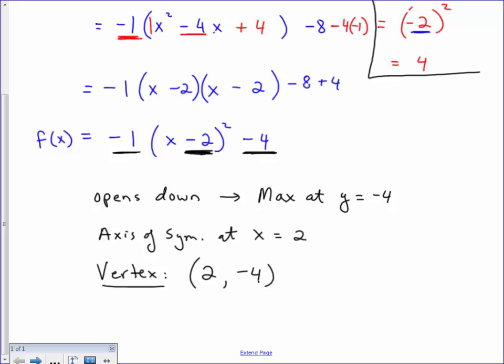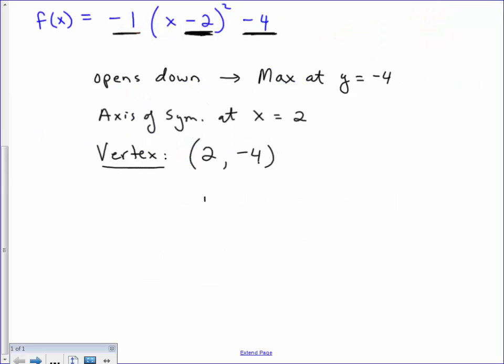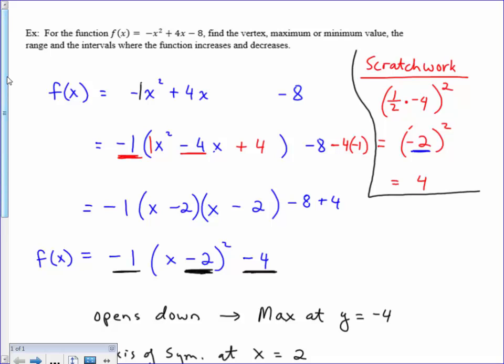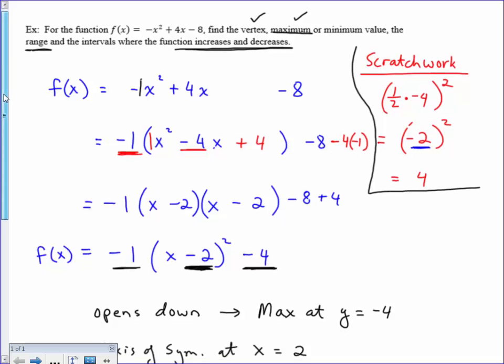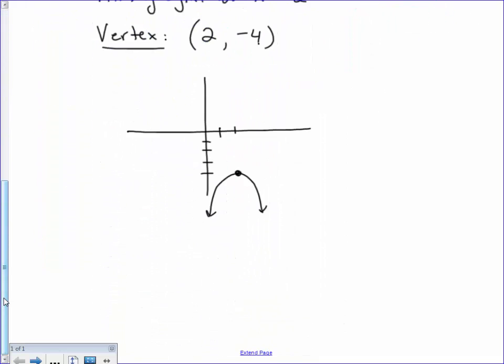Now that we have this information, let's go ahead and sketch the graph, and then we can answer the remaining questions. Let's plot the vertex first. So we go over 1, 2, down 1, 2, 3, 4, plot the point. We know that the graph opens down, so we can just sketch our graph. And then we'll go back up and look at what the question had originally asked. It said find the vertex, which we have. We know that we have a maximum. We have that. And then it also wanted the answer for the range, and then the intervals where the function increases and decreases. So those are the remaining parts that we need to find.